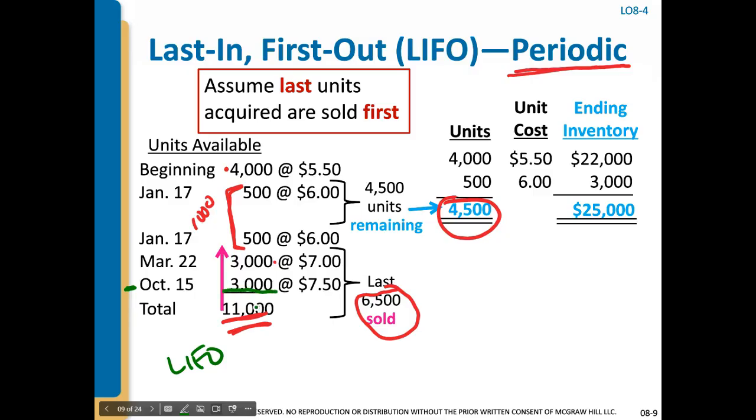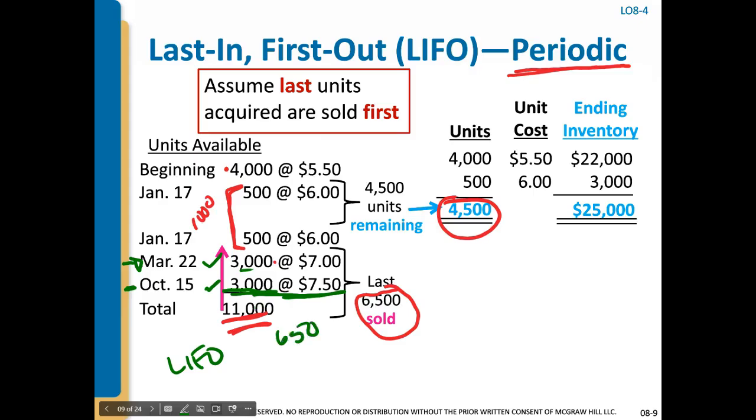So of the October 15th purchase that we purchased 3,000, that's going to be allocated. That's the first layer that's going to be allocated to LIFO using the periodic system. So of the 6,500, 3,000 is going to be allocated at $7.50 cost. Then the next most recent, last in, first out, is the March 22nd batch that we acquired. And we also acquired 3,000 units at $7. So now we're going to allocate the next 3,000 units at $7.